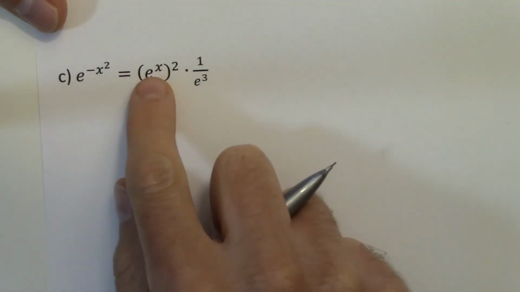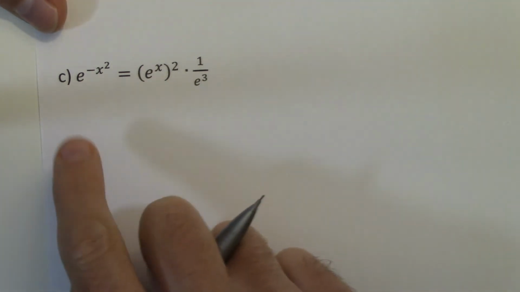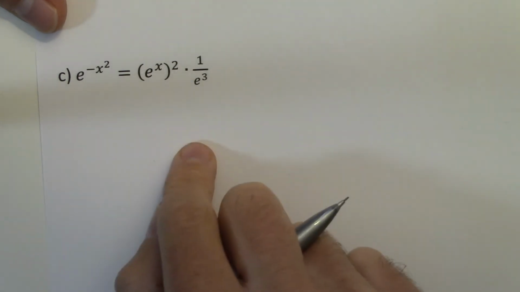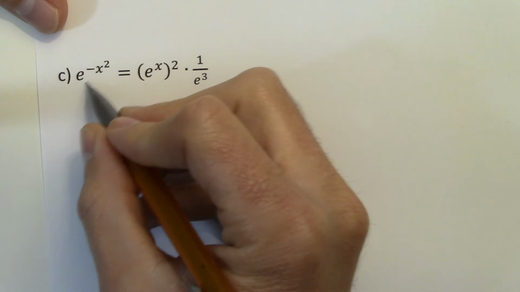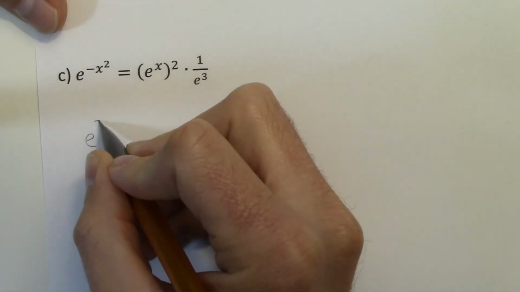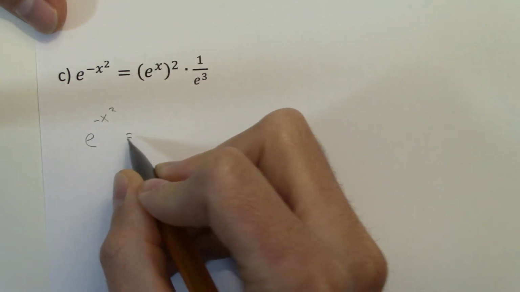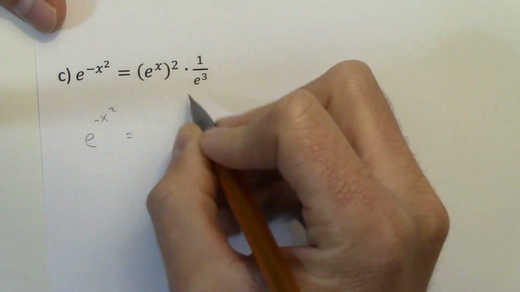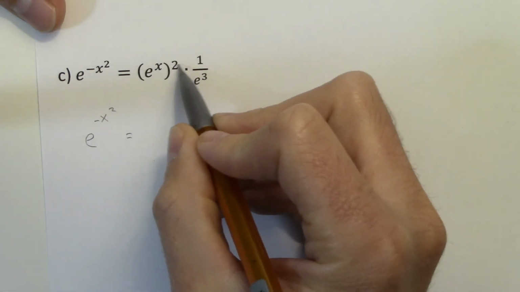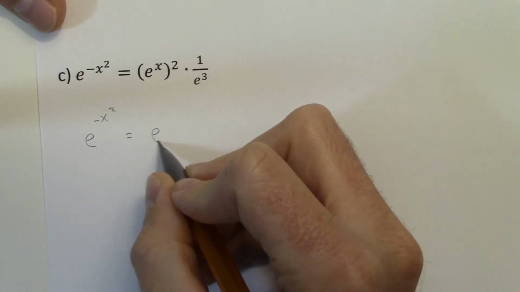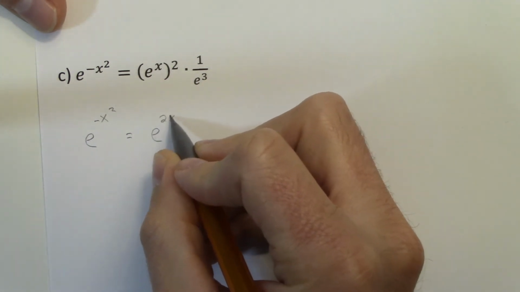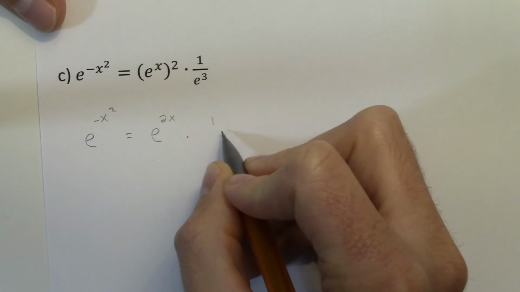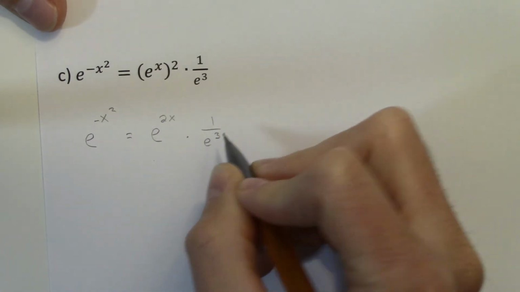It looks like we have a bunch of bases of e, but I need to get one base of e to a power and one base of e to a power on either side of the equal sign. So this one is already like that, so I'm just going to rewrite that. We're good to go there. And this one needs some work. So we've got another power to a power, so this is going to be e to the power of x times 2, so 2x. And that's multiplied times 1 over e to the power of 3.